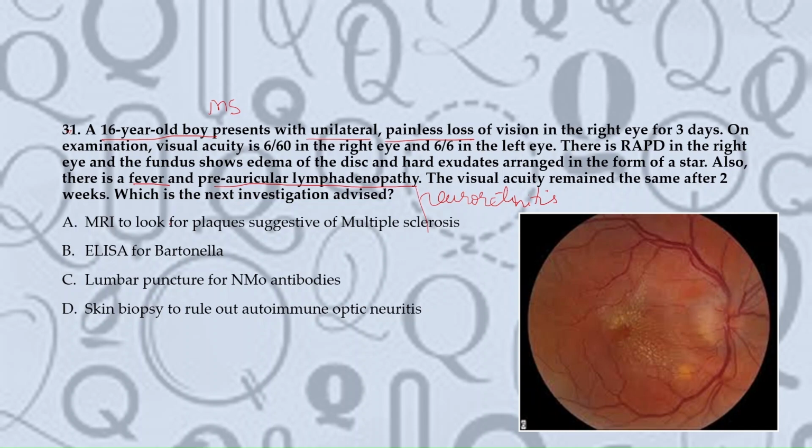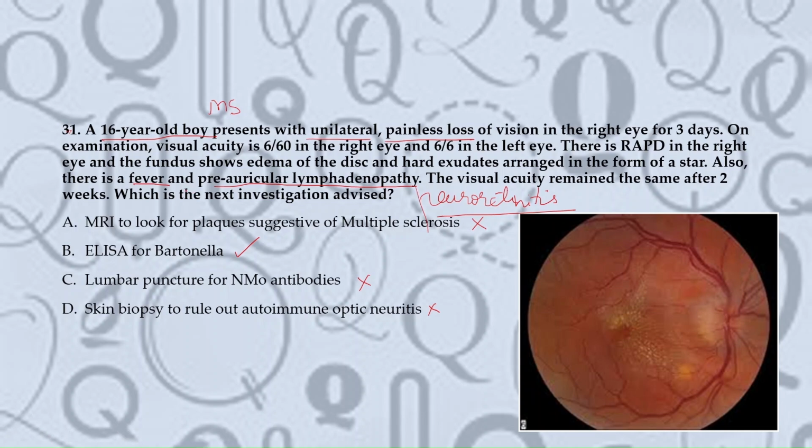So let's look at the options now. You are thinking of multiple sclerosis? No. So you don't need an MRI here. ELISA for Bartonella? Yes, more probable. Lumbar puncture for NMO antibodies. NMO is neuromyelitis optica, which is again a cause of demyelinating optic neuropathy. The presence of fever, preauricular lymphadenopathy, and a macular star does not go in favor of neuromyelitis optica. Again, you don't need lumbar puncture. Skin biopsy to rule out autoimmune optic neuritis? No, because the morphological diagnosis is going more in favor of an infective etiology. So the right answer here is ELISA for Bartonella henselae, which is diagnostic for cat scratch disease.